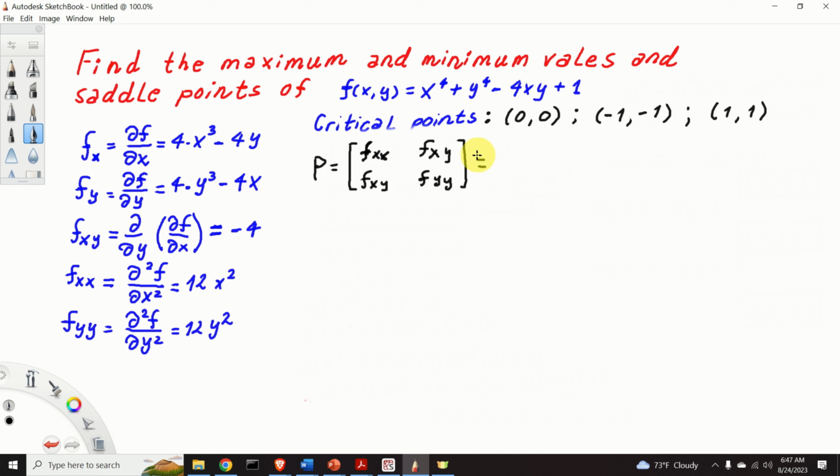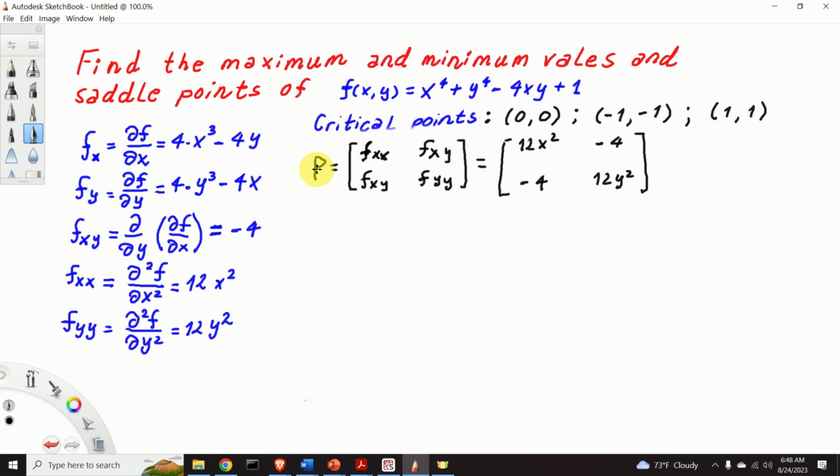Let's form this matrix. Let's substitute the values and let's see what we have over here. We have 12 x squared from here, fyy will be 12 y squared from here, and the cross term is minus 4 and minus 4.